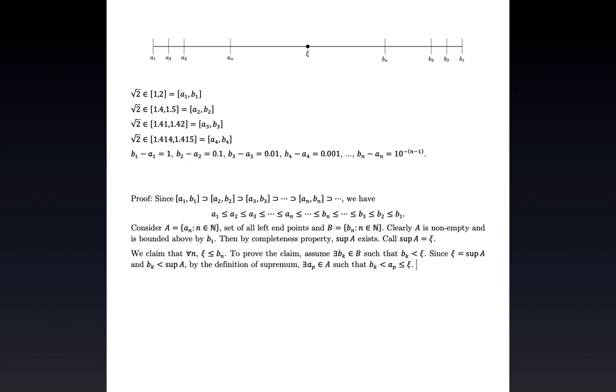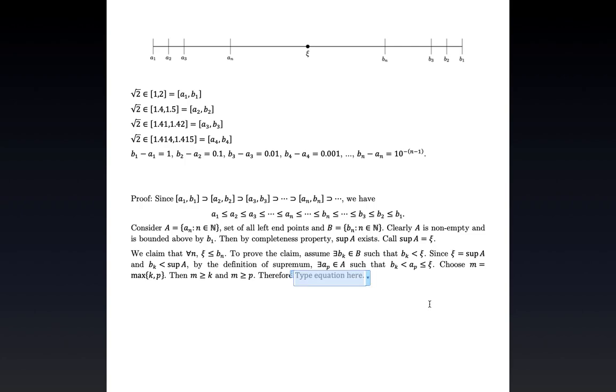Then this AP will correspond to some BP as well. So let's see that. Choose m equal to the maximum of K and P. Then we get m is greater than or equal to K, and also m is greater than or equal to P.